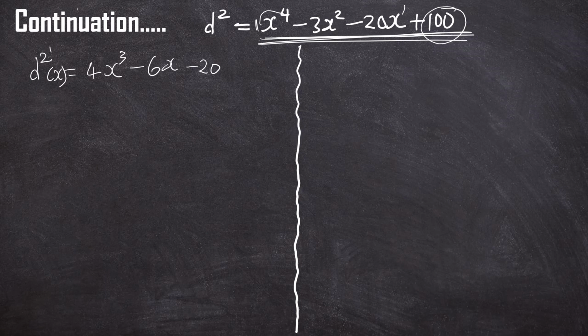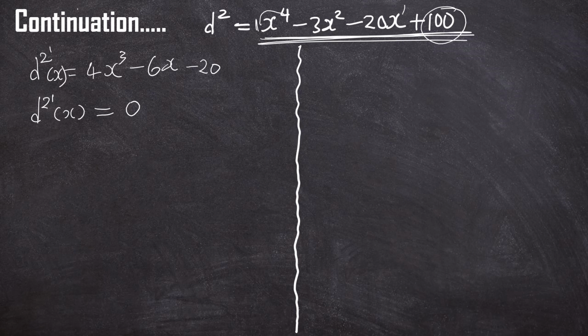We can just put it that way. So now we're going to equate our derivative in terms of x to 0 so that we can get those x values that will actually minimize or maximize this distance.